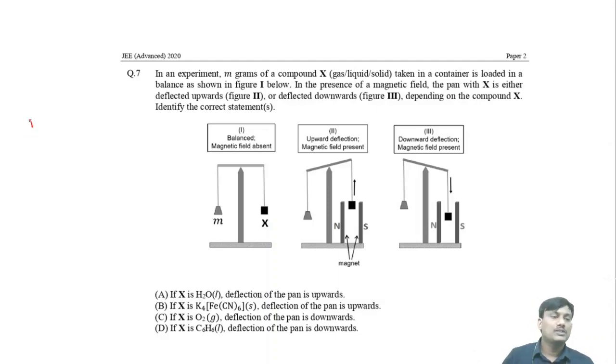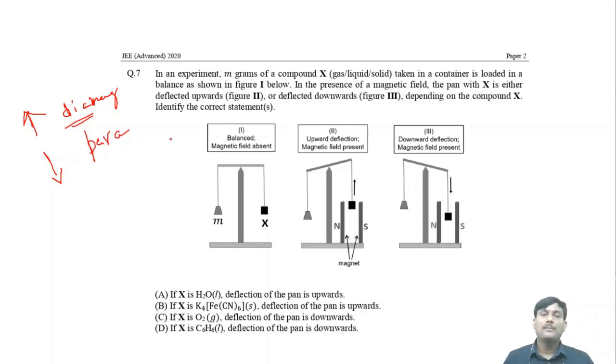Okay, when is deflection upward possible? When the substance is diamagnetic, then deflection upward is possible. Why? There is a repulsion between diamagnetic substances and the external magnetic field. And downward deflection is possible when the substance is paramagnetic. We know that paramagnetic substances are attracted by the external magnetic field.